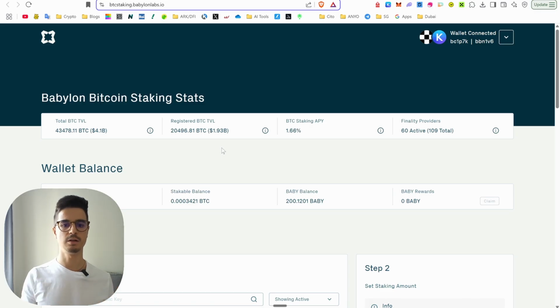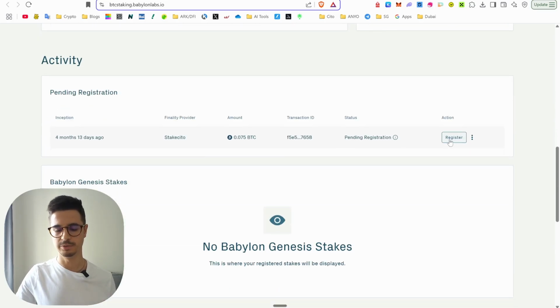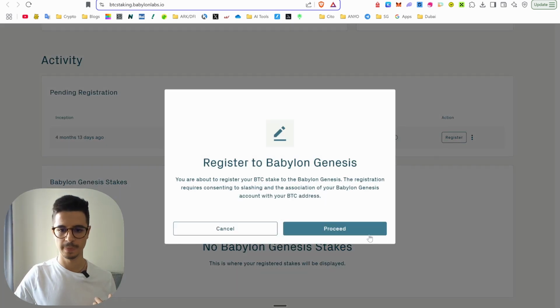So these chains will also inherit Bitcoin security. And yeah, now we have to register in order to make this migration so that we can actually earn yield on our staked Bitcoin, because for now they're just sitting there and not really earning any yield. So we click on register.